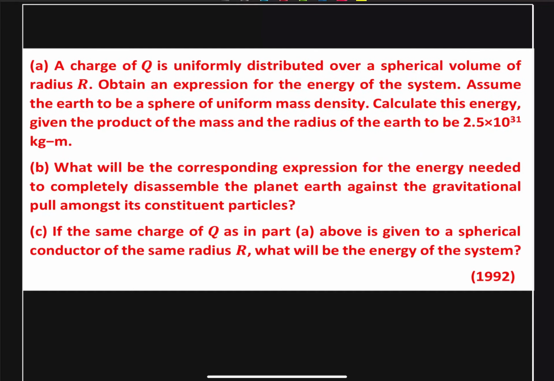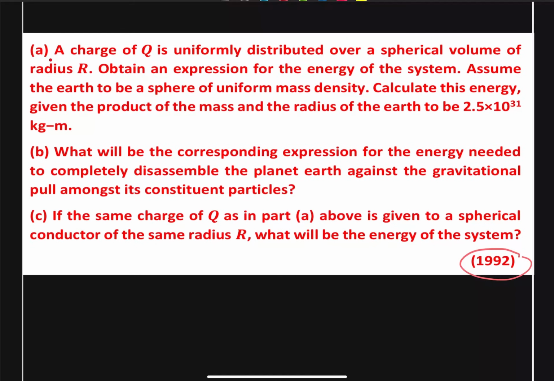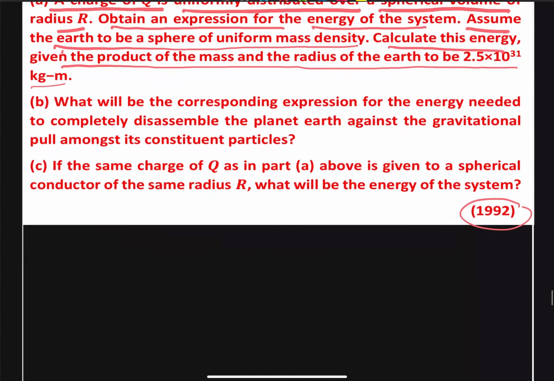And it states that it was asked in 1992, and it states that a charge Q is uniformly distributed over a spherical volume of radius r. Obtain an expression for the energy of the system. Assume the earth to be a sphere of uniform mass density. Calculate this energy given that the product of the mass and radius of earth is 2.5 into 10 to the power 31 kg meter.